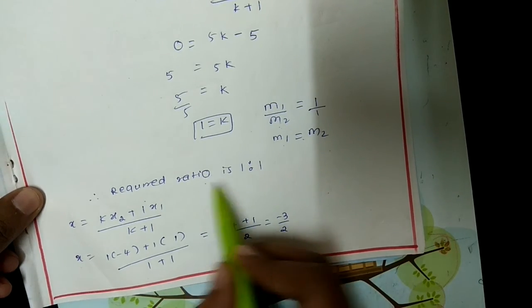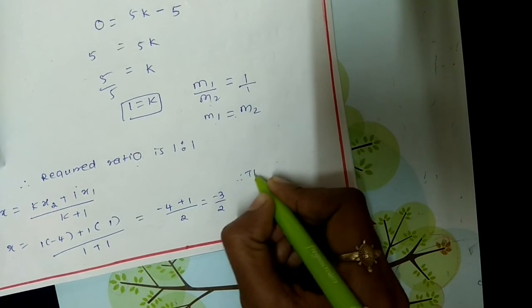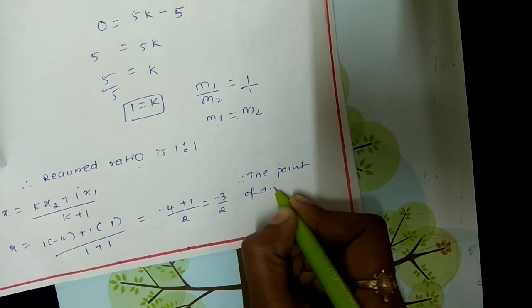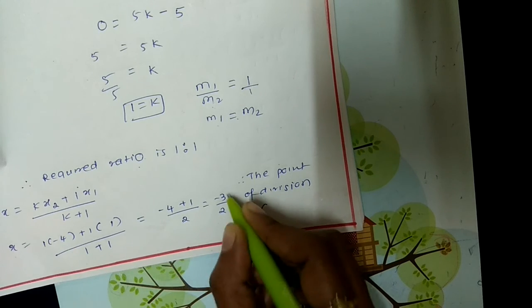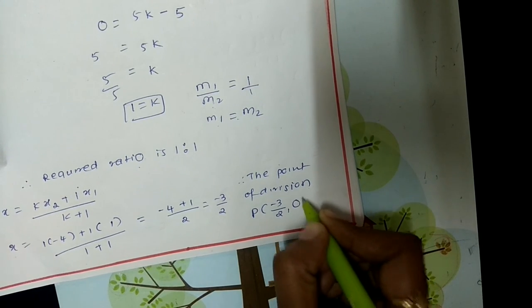So the required ratio is 1:1 and the point of division, that is P, has x coordinate -3 by 2, and y is always 0 here.